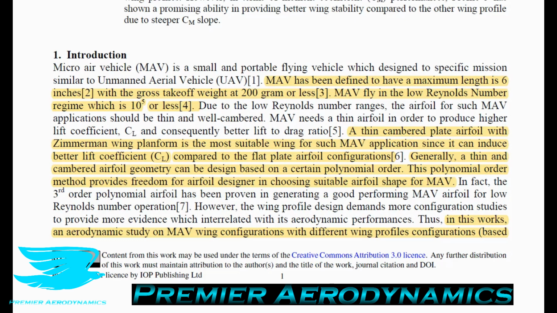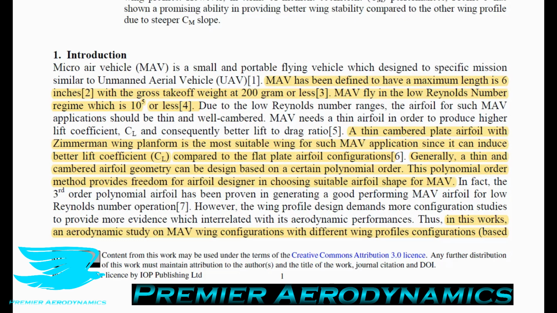So generally, a thin and cambered airfoil geometry can be designed based on a certain polynomial order. This polynomial order method provides freedom for the airfoil designer to choose the suitable airfoil shape for the MAV. In other words, the cross-section of the profile, you can just model with a polynomial. Obviously a linear one won't be that good, but you could do a quadratic, cubic, quartic, or higher. In this one, they're looking at cubic, so to the third order.